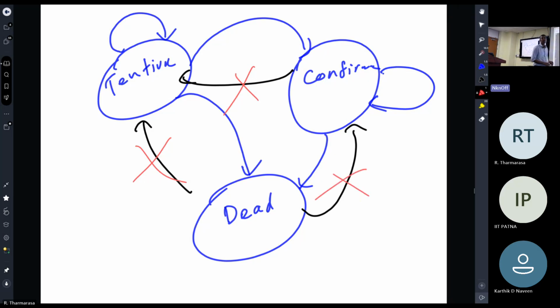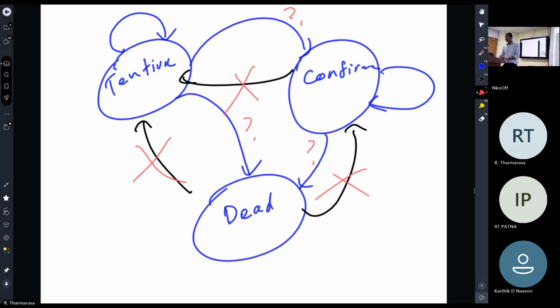Those are not allowed. Now the track management is deciding when to do that and when to do that. So the question is when, and where. This is called promotion, so you are promoted to confirmed. These are terminations. When to go from one state to the other, that is the basic question that we answer in track management.